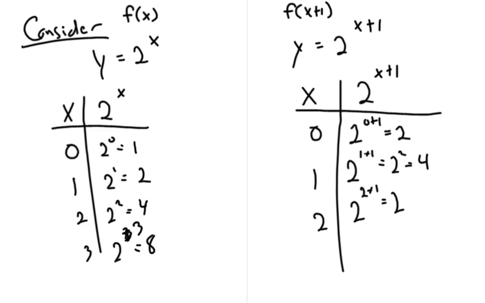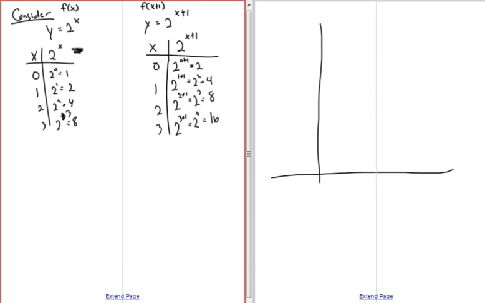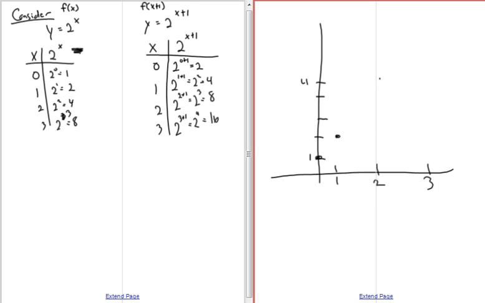When x is 2, we have 2 to the 2 plus 1, which is 2 cubed, which is 8. When x is 3, we get 2 to the 3 plus 1, which is 2 to the fourth, so 16. And if we graph these on my very poorly not-to-scale xy axis here, this first function, we'll use the black ink. When x is 0, we have a y value of 1. When x is 1, we have a y value of 2. When x is 2, we have a y value of 4. When x is 3, all the way up here, we have a y value of 8.